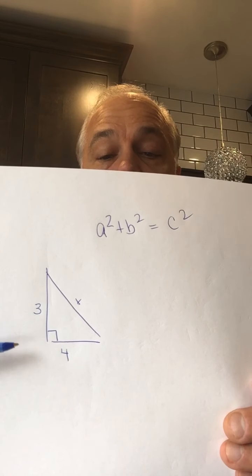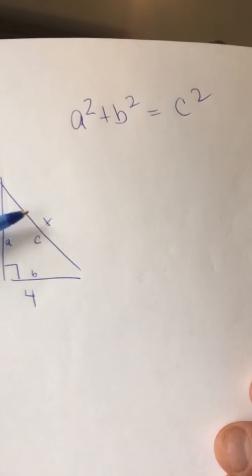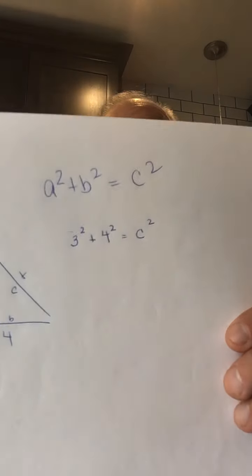And all we're going to do is basically plug in. What I've done in the past, and I'm going to continue to do, is put the labels in the box so you can see what each one is. A will be 3, B will be 4, and C will be unknown. I'm going to plug it in up on top. For A, we have 3 squared. For B, we have 4 squared. And because C is unknown, I'm just going to leave that like that.